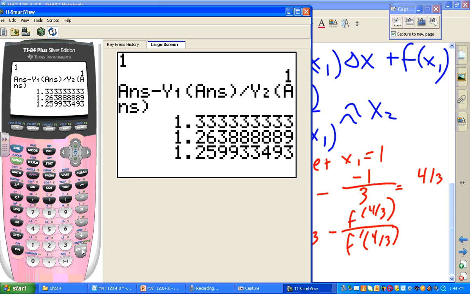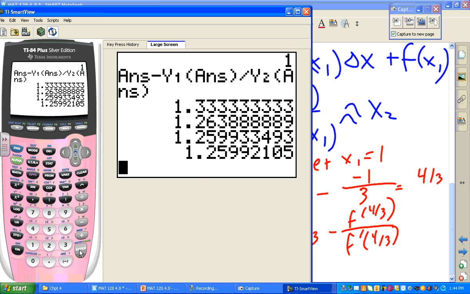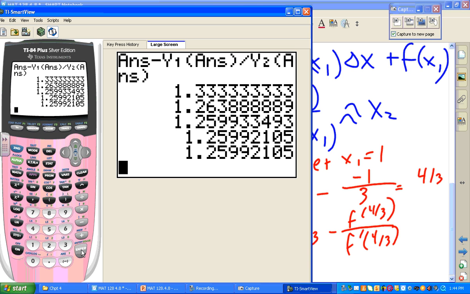1.2599. Wait a minute. I have 1 decimal of accuracy now. After 3 iterations, now I have 4 decimals of accuracy. 1.2599. See how it works? It is crunching this out so tight, so quickly. Now, right there, I got 8 iterations. I got 8 accuracy. Now, I would have you stop probably on the second or third one.